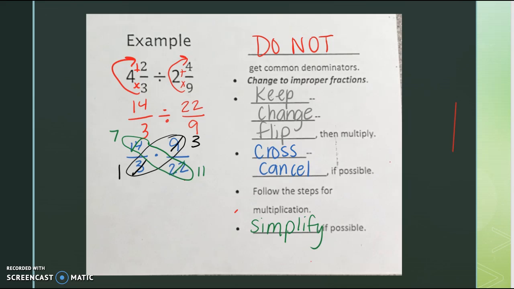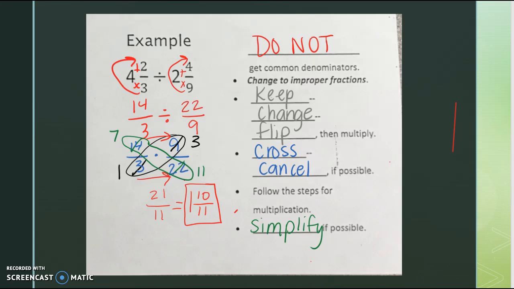Now that we've gotten our cross canceling done, we want to multiply straight across, so numerator times numerator, denominator times denominator. So 7 times 3 gives us 21, and 1 times 11 gives us 11. So here, this is the case where we are ending up with an improper fraction. So we need to turn this into a mixed number. So 11 can go into 21 one full time, and we've got 10 left over, and our denominator stays the same. So here, 1 and 10/11 is our final answer.